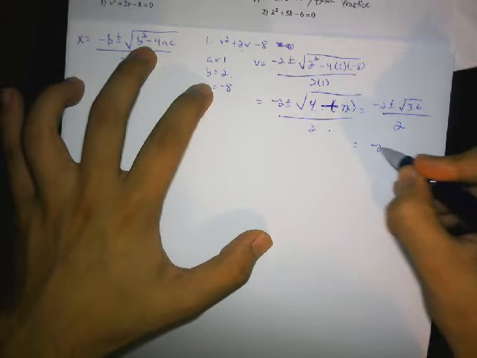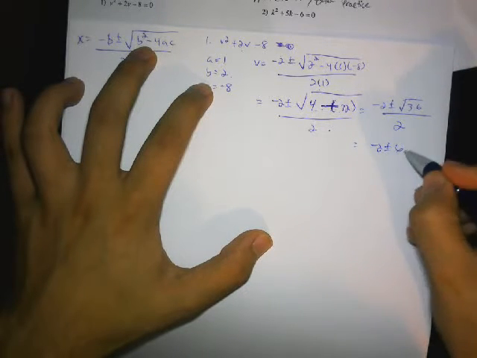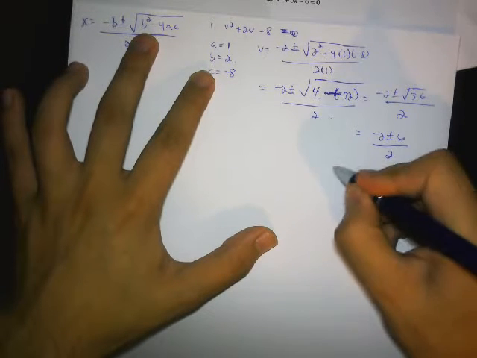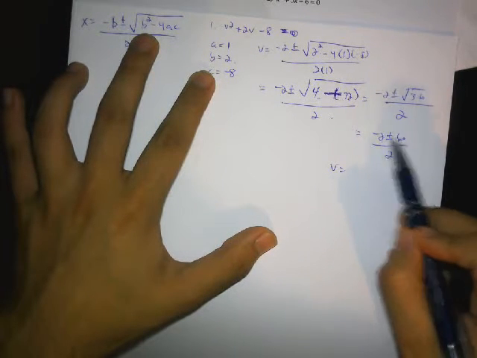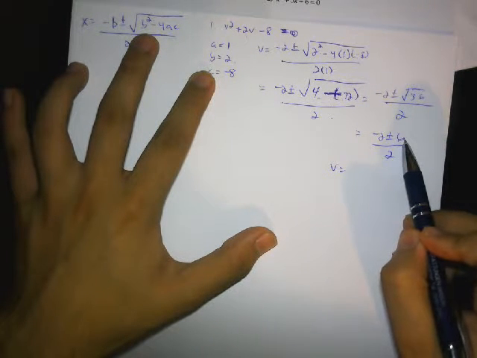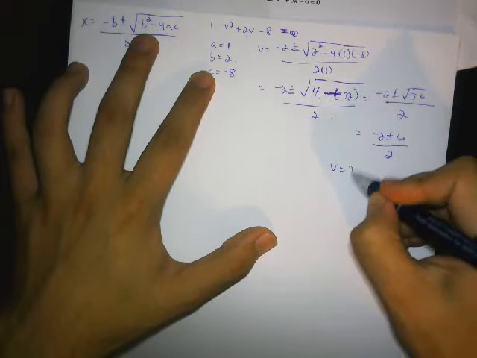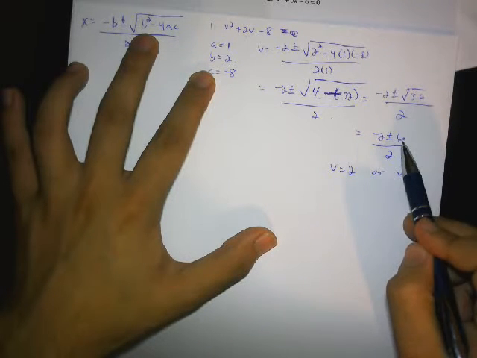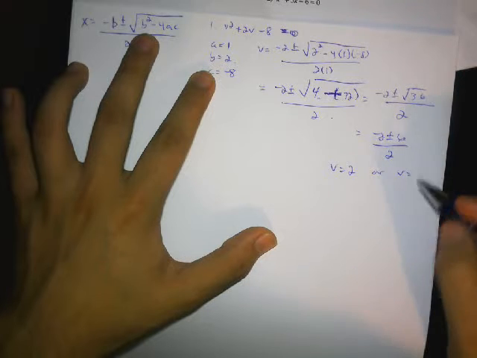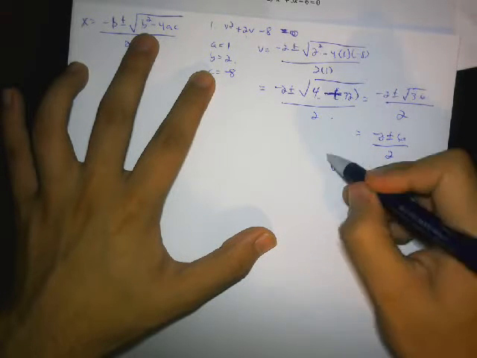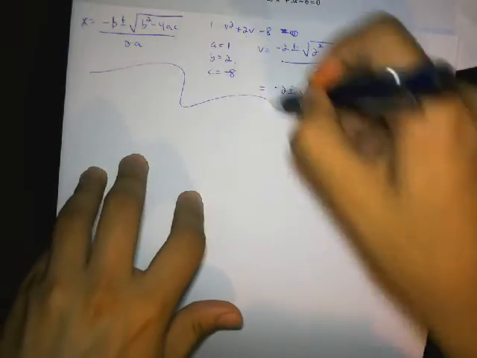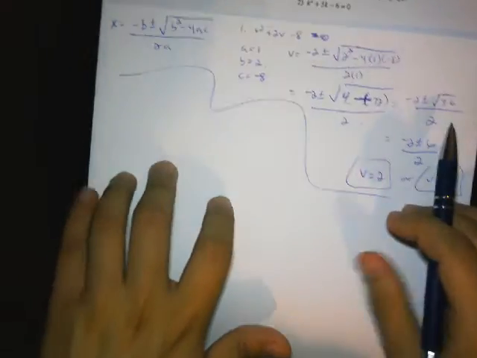Simplify even further. Negative 2 plus or minus the square root of 36 is 6, all over 2. So here my v is equal to negative 2 plus 6, which is 4 over 2, is 2. Or v is equal to negative 2 minus 6, which is negative 8, divided by 2 is negative 4. So there are my two solutions there. Alright, number 2.